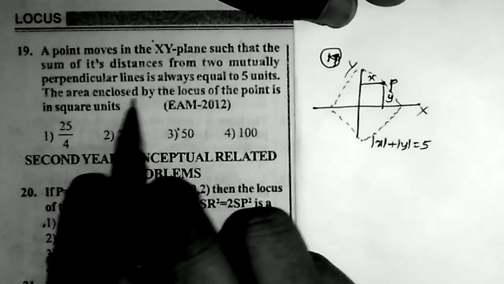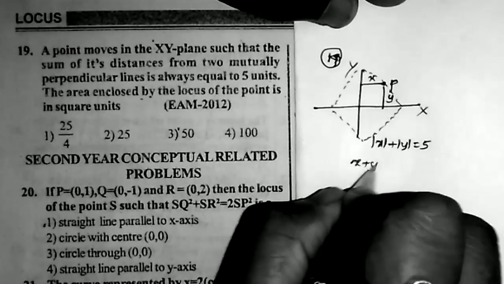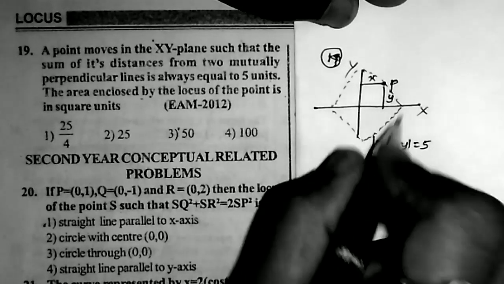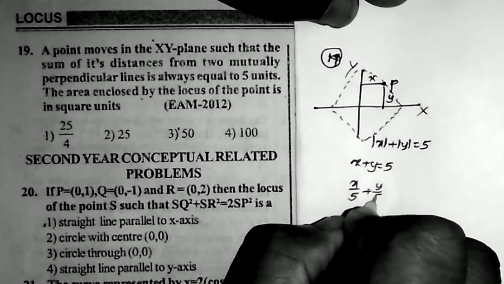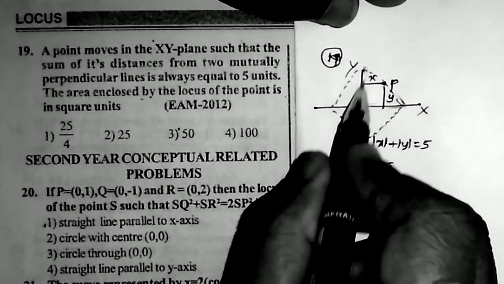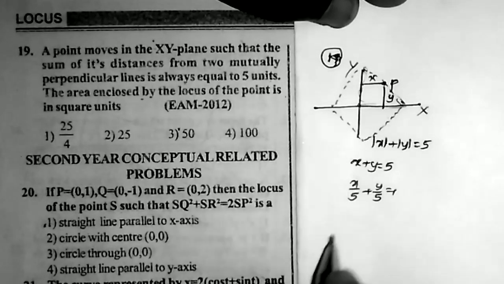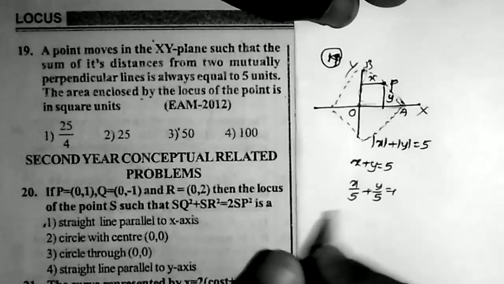Now we have to find the area. Here x plus y is equal to 5. First I take only this equation, that is x by 5 plus y by 5 is equal to 1. Now what is the area enclosed by these lines here? The formula is half mod AB. Area of the part OAB. Just I find the area of the part OAB.